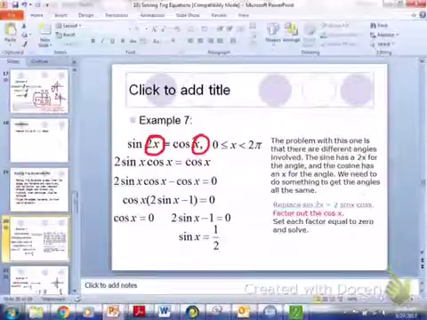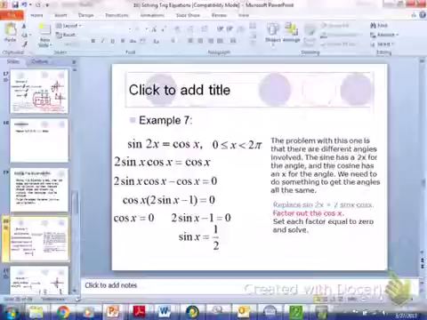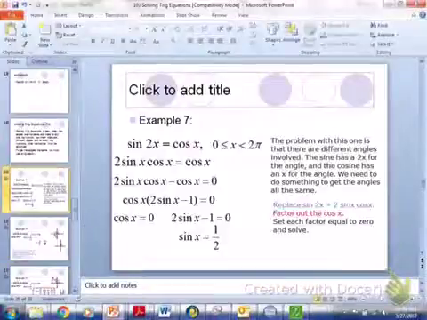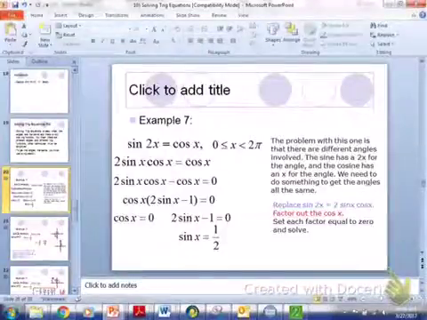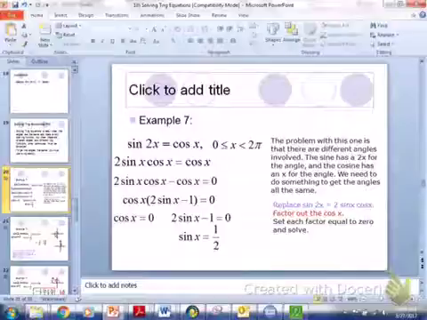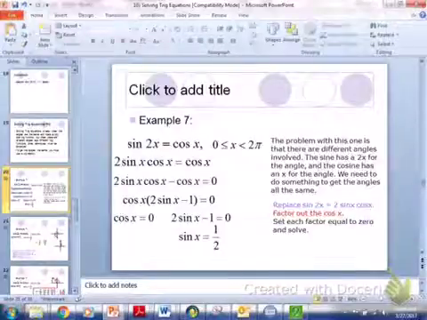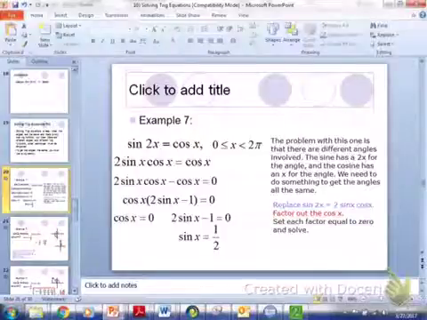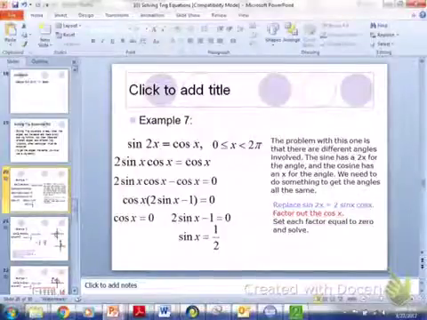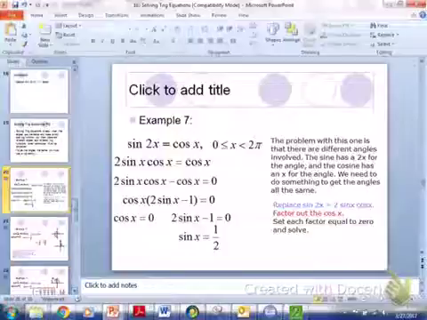Okay, and then, go ahead. Did you have a question? We used a property. We used the 0 product property. And we used a trig identity: sine of 2x equals 2 sine x cosine x. Yeah, we used an identity to get the angles the same.